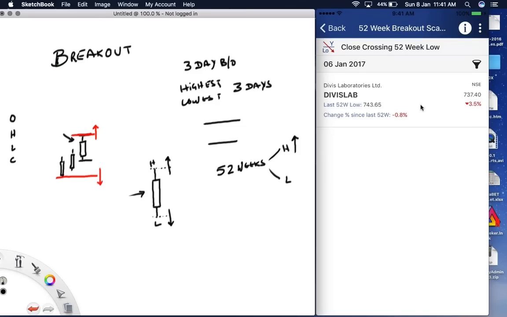FNO means futures and options, which is the derivative segment, which are instruments in the derivative segment in the market.